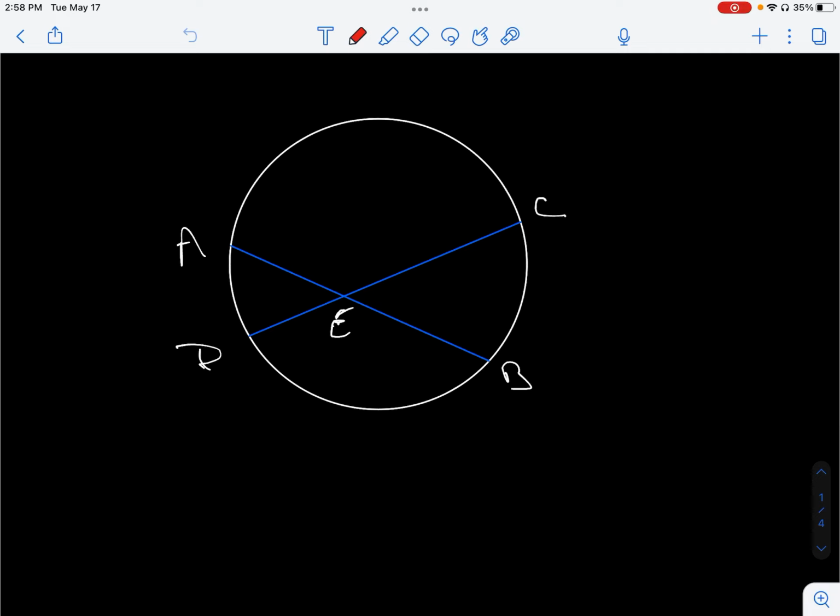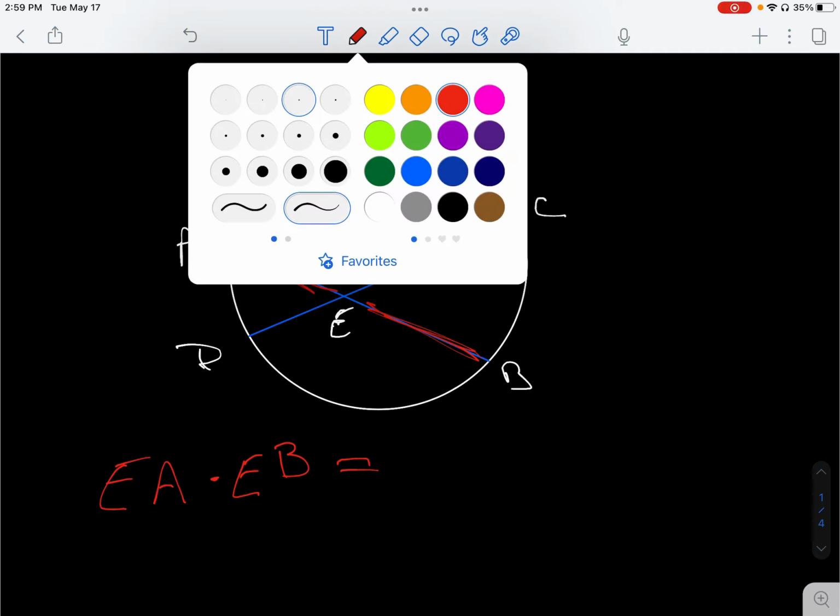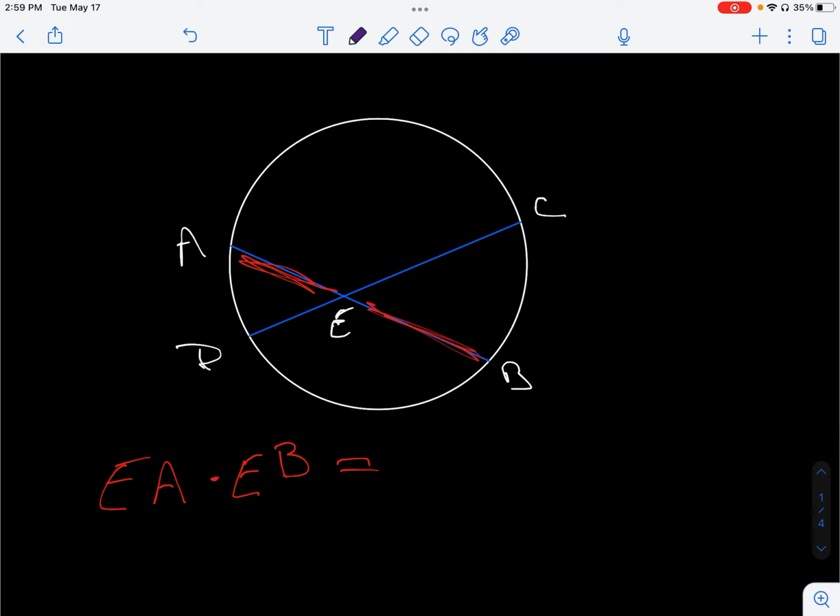And this is important to us because when two chords intersect in the interior of a circle, then the product of the lengths of the segments of one chord is equal to the product of the lengths of the segments of the other chord, which means that EA times EB is equal to ED times EC.